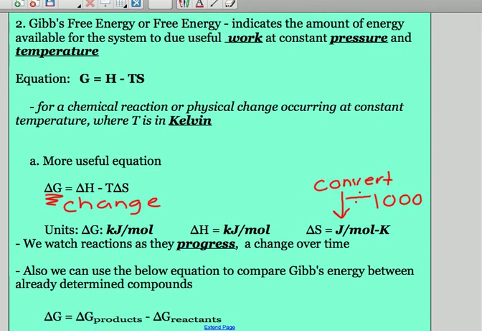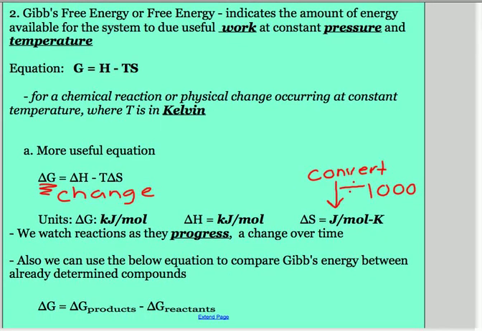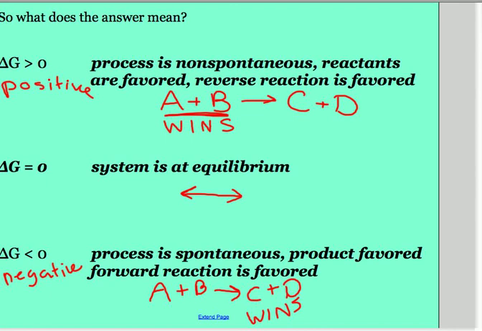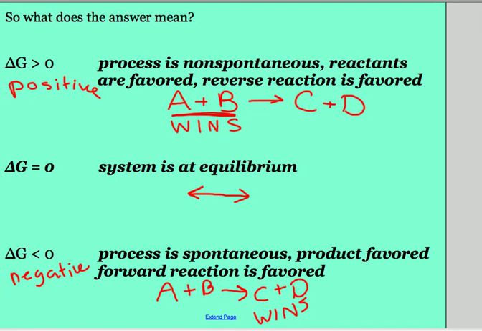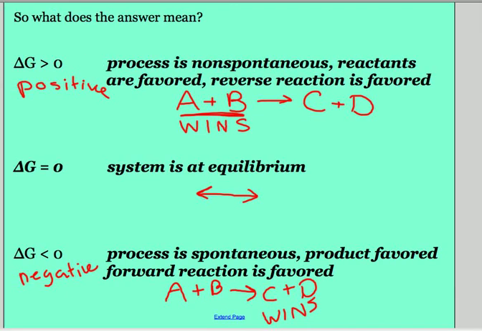Alright, so back to Gibbs here. So what does it mean for Gibbs? If Gibbs is positive, the reaction is non-spontaneous. So that means your reactants are favored, they are more stable, and nothing happens. In fact, the only thing that would happen is a reverse reaction would occur. So if Gibbs is positive, it's a no-go.